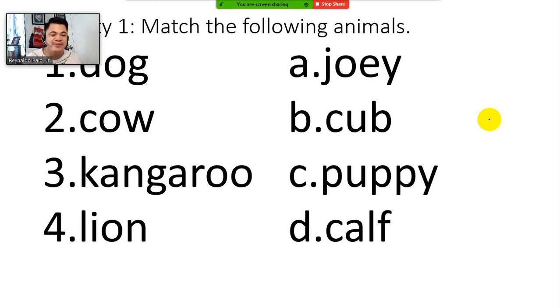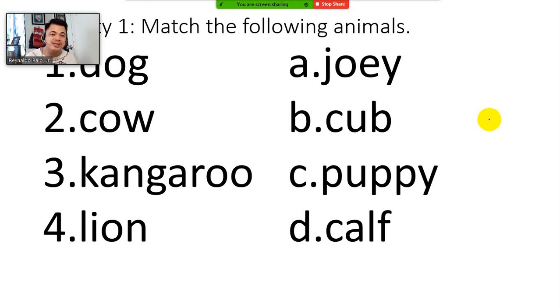Very good. Number 2, cow. What do you think is the baby version of a cow? What do we call it? Very good. It's letter D, calf. Thank you so much for those who are participating. How about number 3, kangaroo? What do you think is the baby version of a kangaroo? Very good. It's letter A, Joey. For number 4, lion. What do you think is the baby version of a lion? Okay, very good. It's a cub.